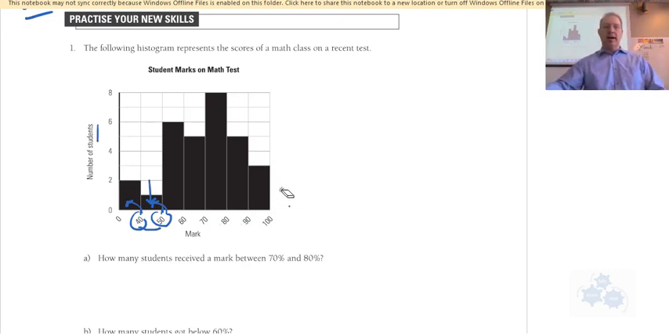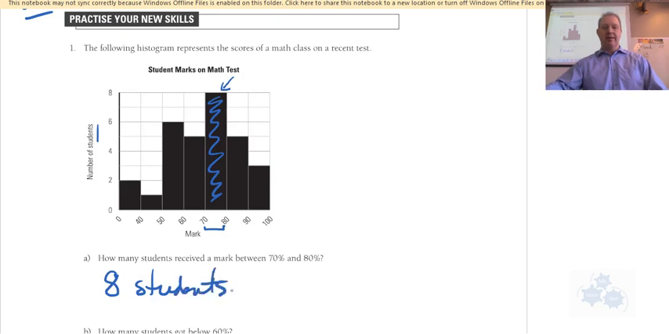All right, so I don't know if that'll matter or not. Okay, it says how many students received a mark between 70 and 80. So you go onto the graph here. There's 70 and there's 80. And I guess we're looking for the height of this bar right here. Does that look right? Okay, between 70 and 80. So how many students there? Good old 8. 8 students. That's pretty easy, hey?